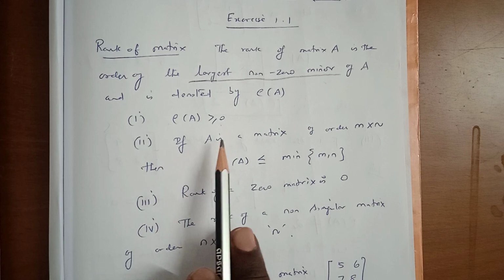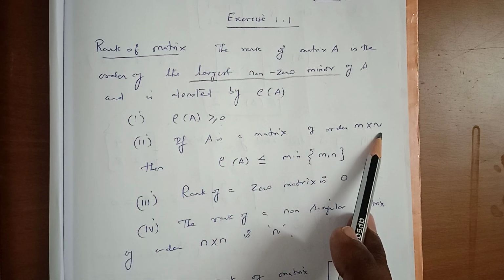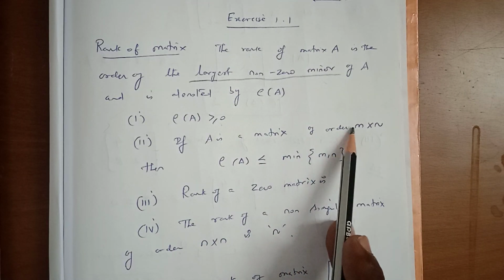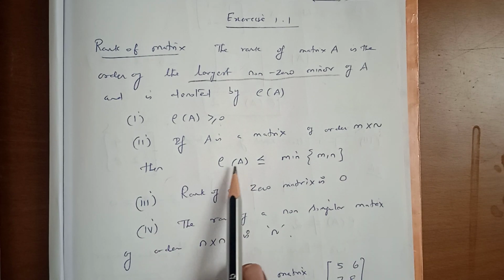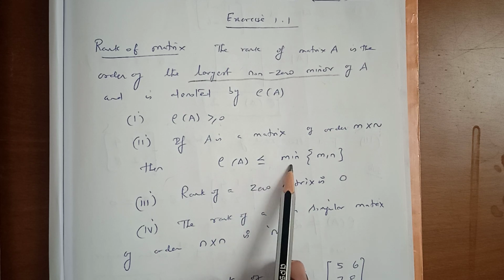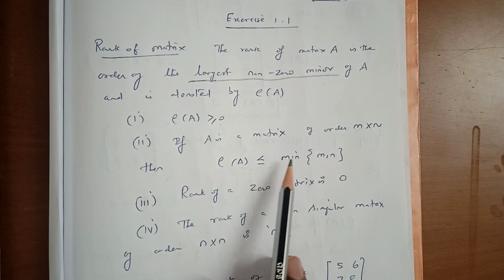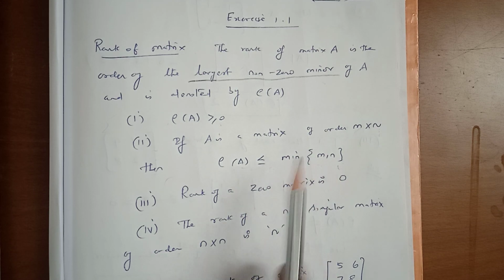Second condition, if A is a matrix of order m by n, meaning m rows and n columns, then the formula is rho of A is less than or equal to the minimum of m comma n. So the rank of the matrix is less than or equal to the minimum of m rows and n columns.